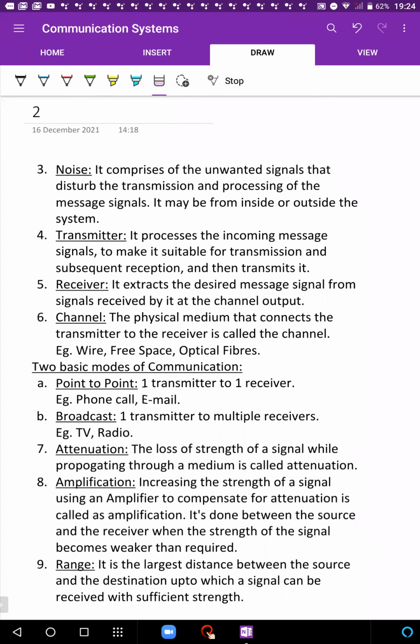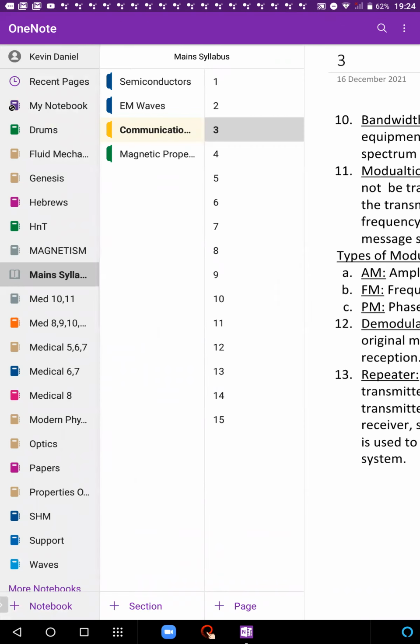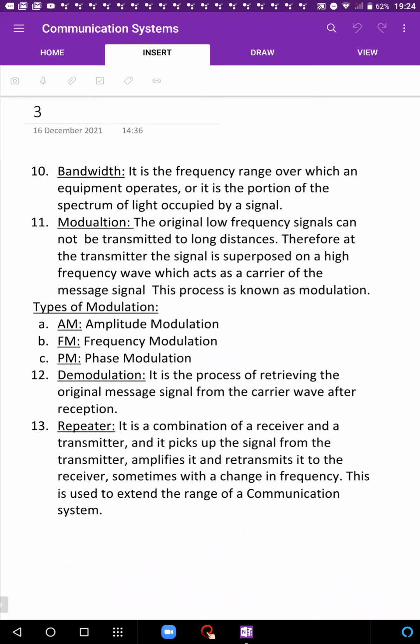Range is the largest distance between the source and the destination up to which the signal can be received with sufficient strength. You obviously understand range. You go far away from your Wi-Fi hotspot, and you can notice its effects. The strength of the signal reaching your phone is weak, so basically you're going out of range.